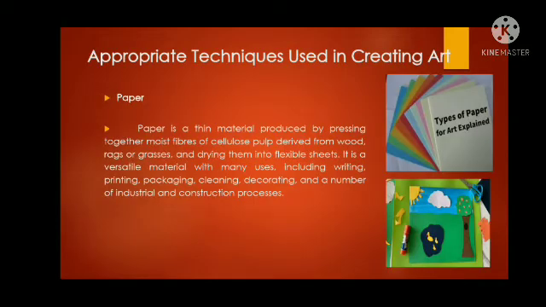So we have the first supported elements, or support materials. We have the paper. Paper is a thin material produced by pressing together moist fibers of cellulose pulp derived from wood, rags, or grasses, and drying them into flexible sheets. It is a versatile material with many uses, including writing, printing, packaging, cleaning, decorating, and a number of industrial and construction processes.